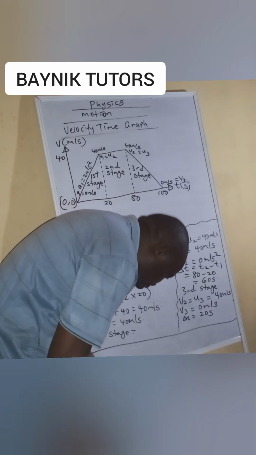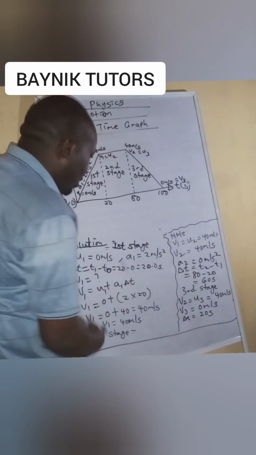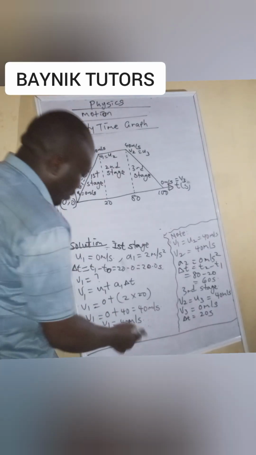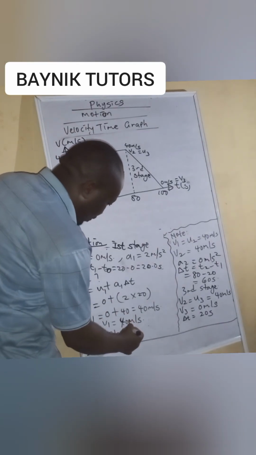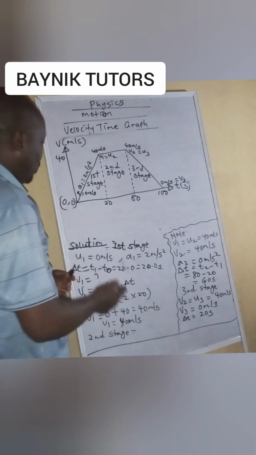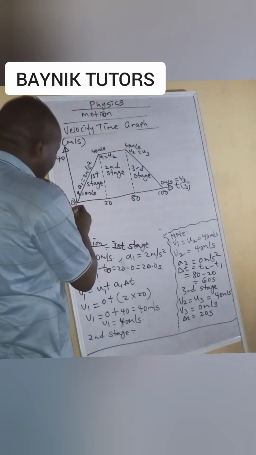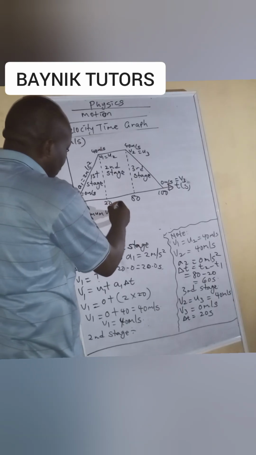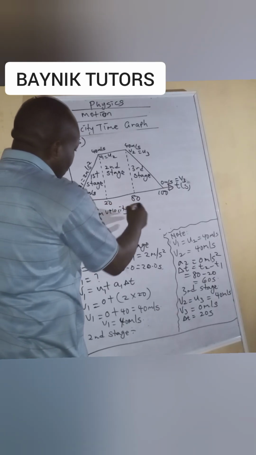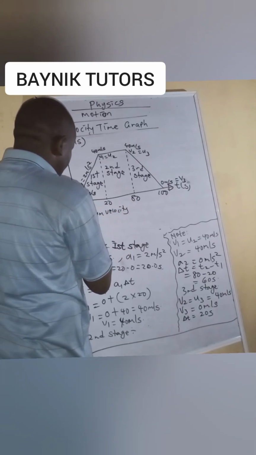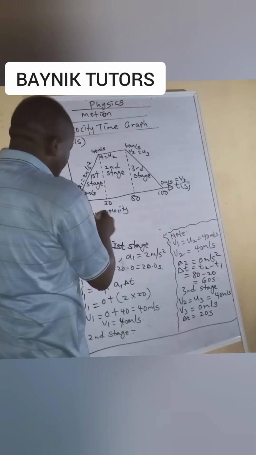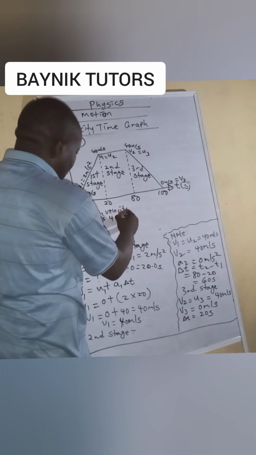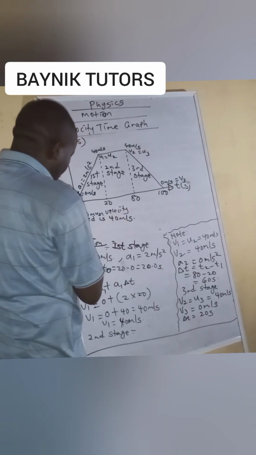We're told to find the maximum velocity, which has been calculated here as 40 meters per second. So that means the question is solved already. We just state: the maximum velocity reached is 40 meters per second.